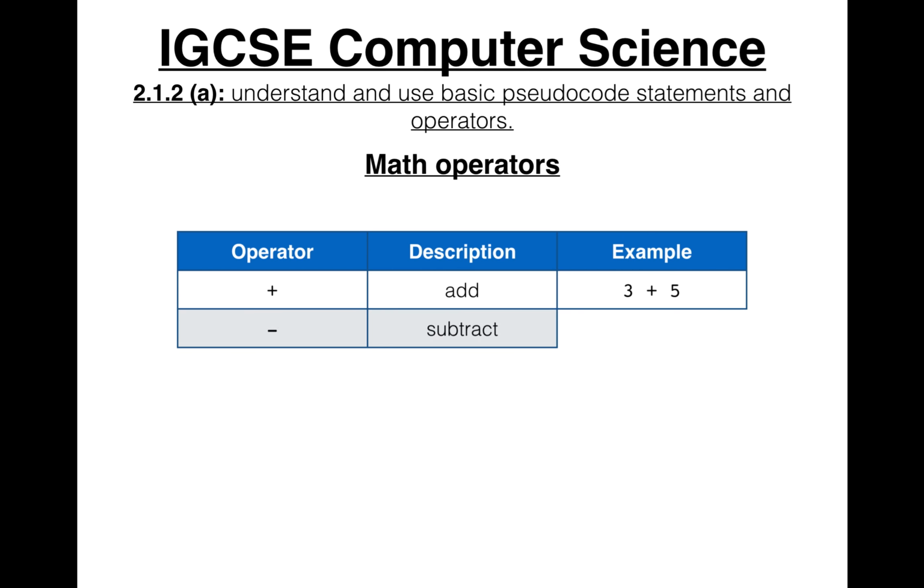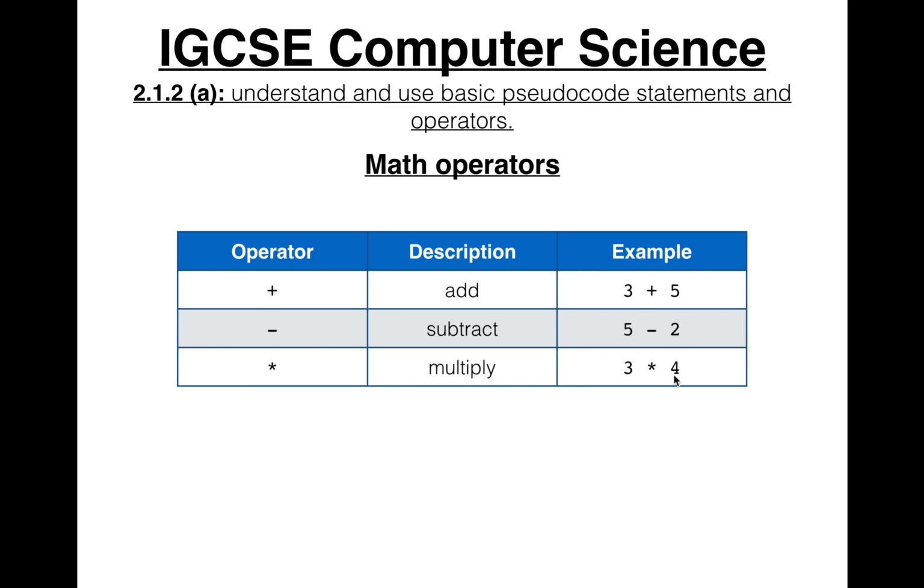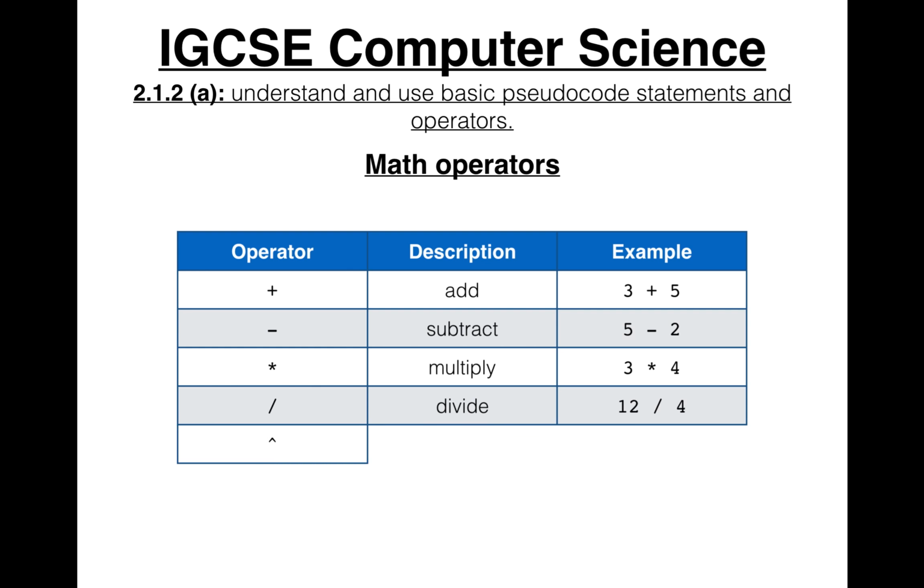There's a minus sign, which is subtract. For example, 5 minus 2, which gives 3. There's the multiply, the asterisk, and that would be 3 times 4, which is 12. And then there's the slash, which is divide. For example, 12 divided by 4, which gives 3. Then there's this little hat arrow, which is used for power.